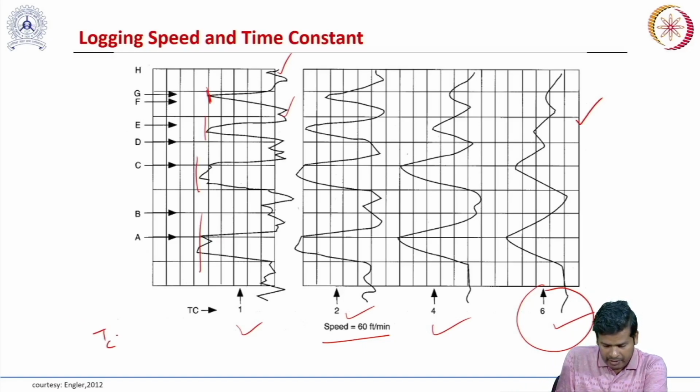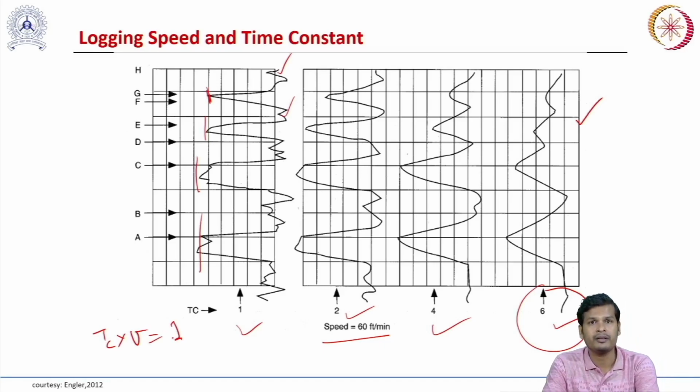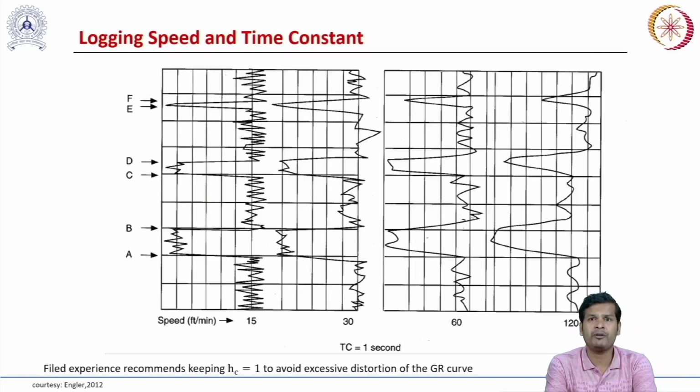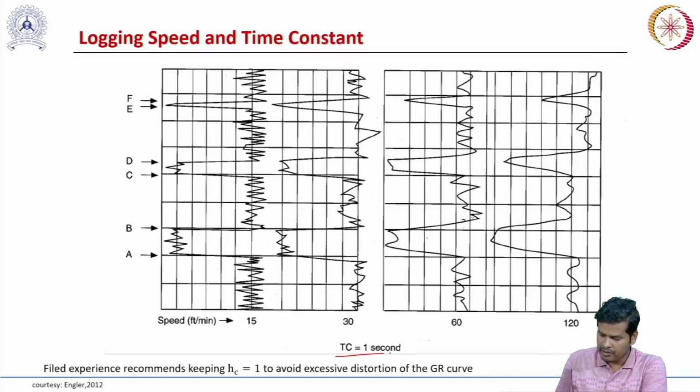So the equation is time constant multiplied by velocity should be equal to 1. This is observed on the basis of field experience. A number of log records have been analyzed, and it has been observed that when the multiplication of these two quantities equals 1, we can get the best log data. Another example you can see: the time constant is now constant, that is 1 second, and logging speed is varying from 50 feet per minute to 120 feet per minute.